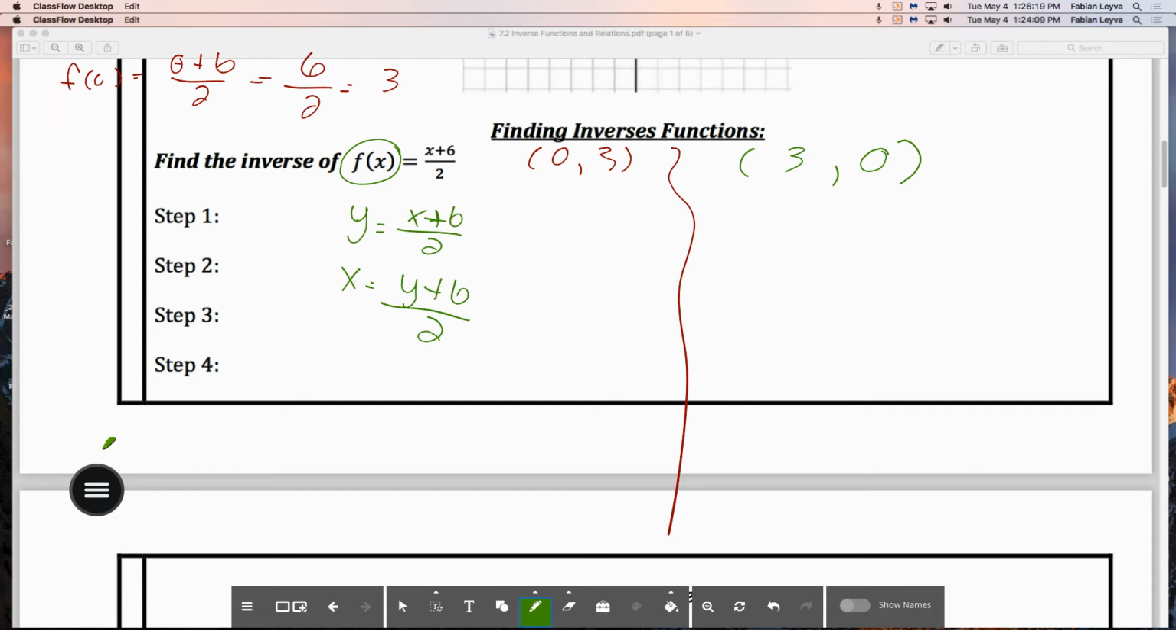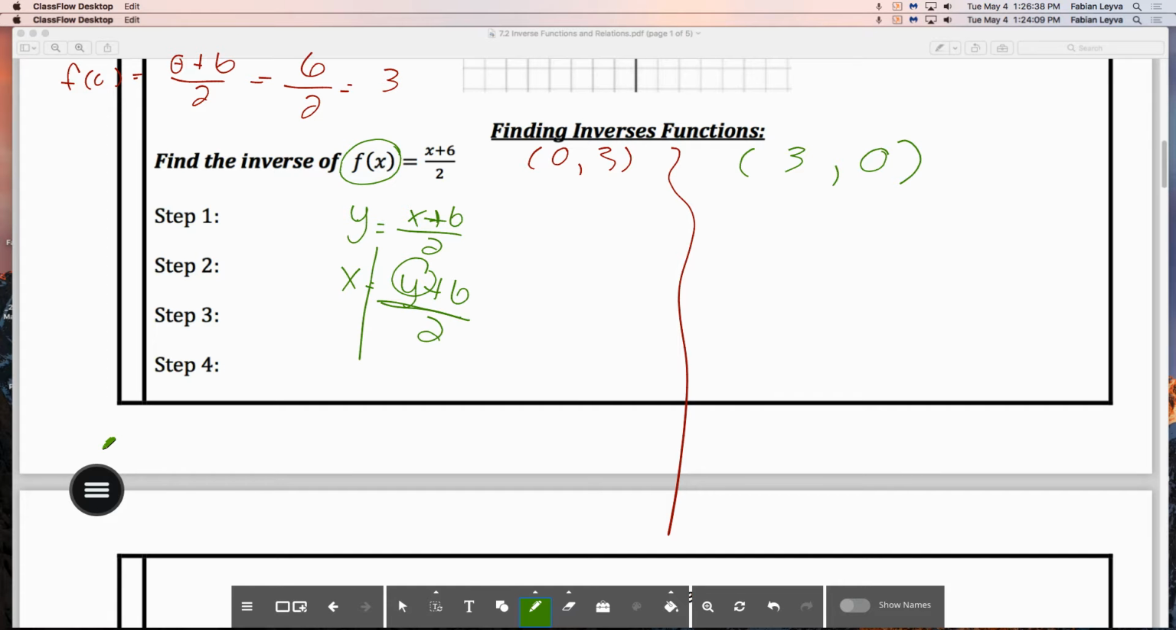Now, of course, who in their right mind likes an equation where y is not by itself? No one. So after you switch your x and y, in order to find the inverse, because technically this is the inverse, I want you to actually solve for y. So solving for y, notice you have plus 6 divided by 2. What's the first thing you get rid of? The 6 or the 2?